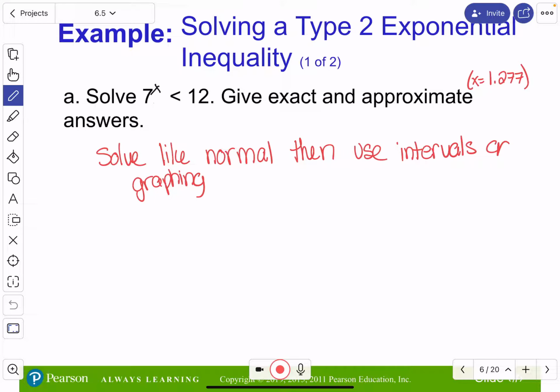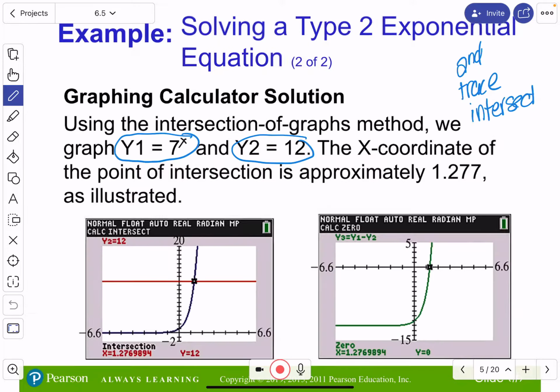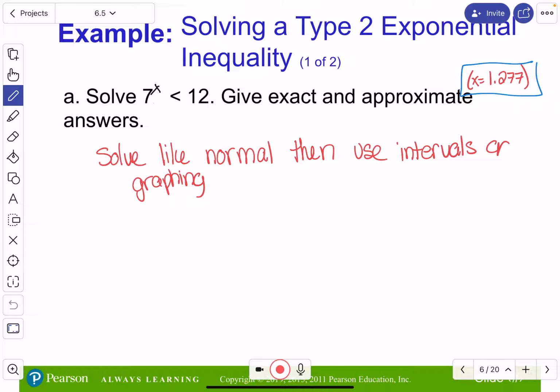If we were solving an inequality, solve like normal, so we'd still end up with our x equals 1.277. Then you can either use the graph. Less than 12. So the graph, this part's less than 12. So it would be from negative infinity to 1.277 that it's less than 12. Or you could just use intervals. So we could try 0. If we plug 0 in, well, 7 to the 0th equals 1. 1 is less than 12, so we'd get the same thing. It'd be when we're less than our x value, we're less than 12. Those are a couple ways to do it.